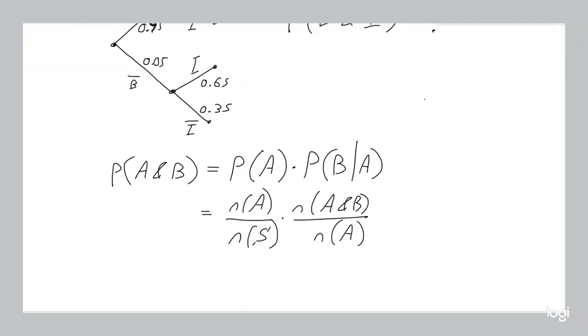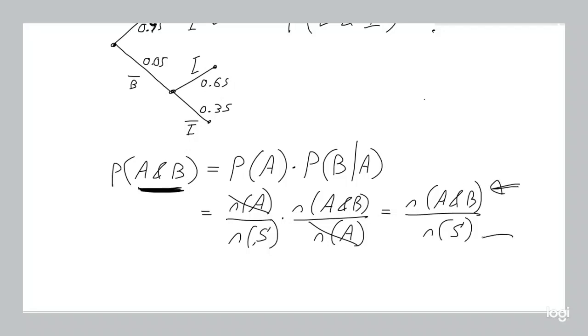So what happens then is we see that NA and NA cancel out, and we just have the number of ways A and B occurs divided by the total number of possible outcomes, which is the classic probability definition of the probability of some event. In this case, that event is A and B. It's the number of ways that event happens divided by the total number of possible outcomes, right?